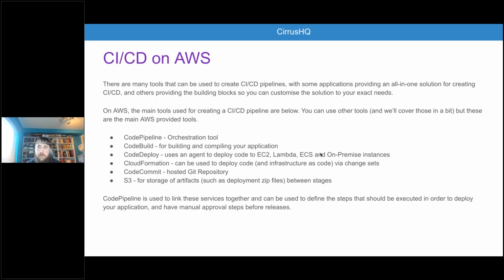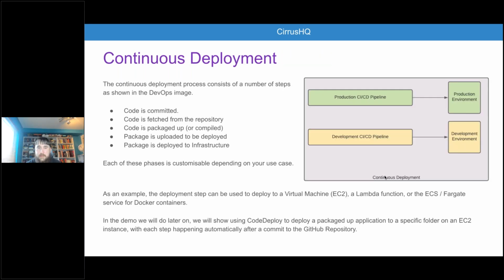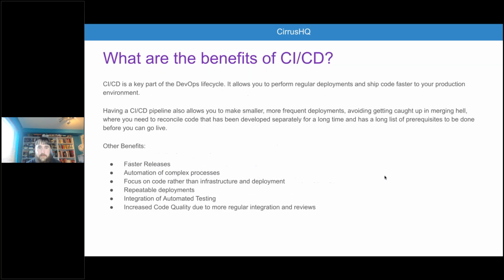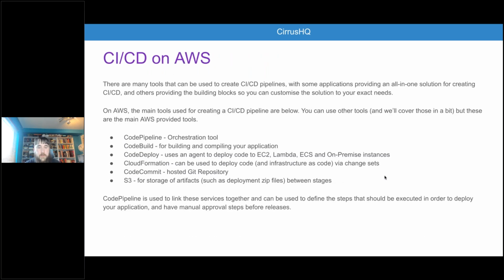So an example of this is for EC2, we're going to be using CodeDeploy, but for something like Lambda or even ECS, you might use CloudFormation to actually deploy the code. So you can use the CodePipeline to actually decide what you're going to do and what order you're going to do it in. So these are some of the tools that we will be using.